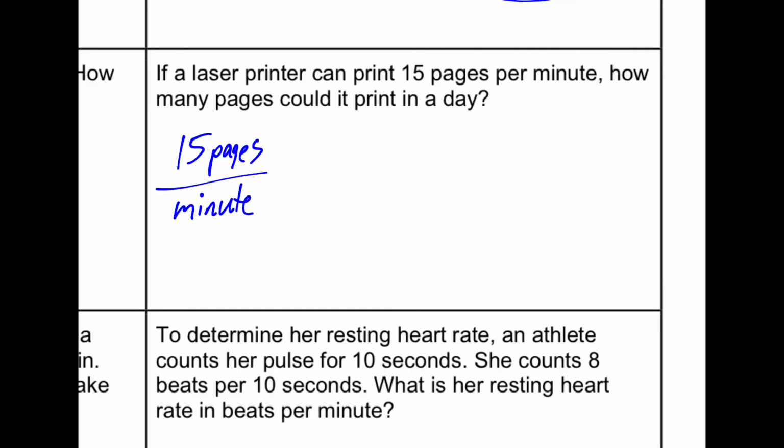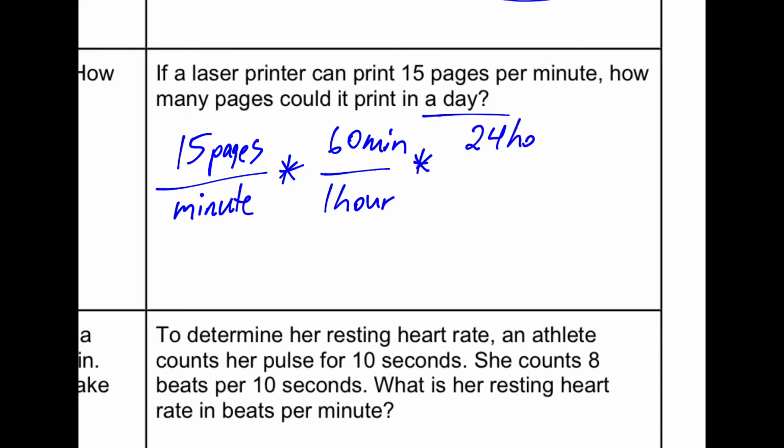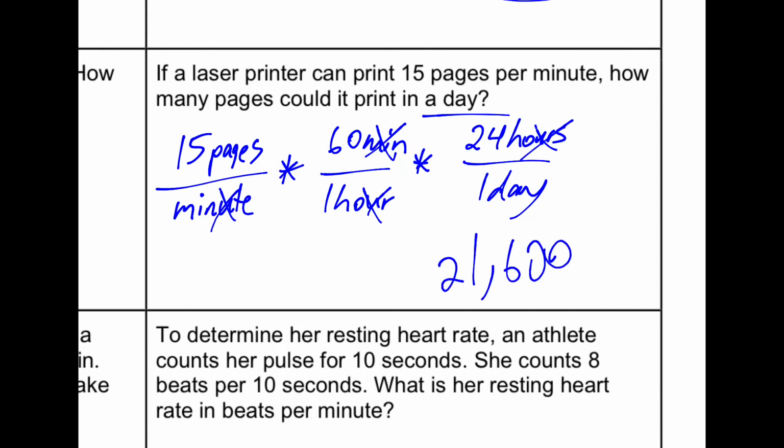A printer prints 15 pages per minute. We want to convert to day, so we will go to 60 minutes per 1 hour. We'll multiply by 24 hours per 1 day. Minutes cancel out, hours cancel out, and I have 15 times 60 times 24, or 21,600.